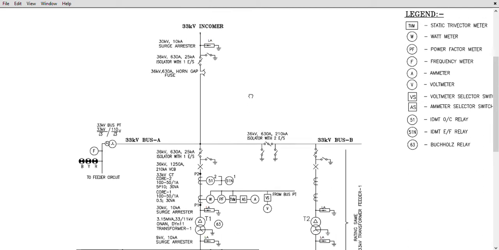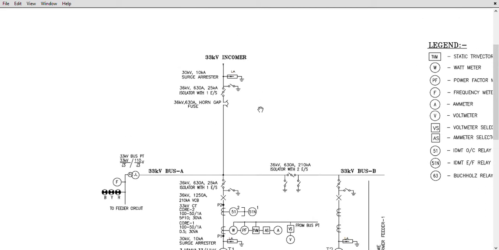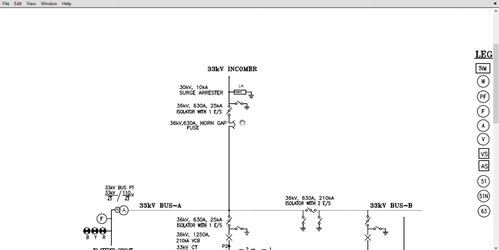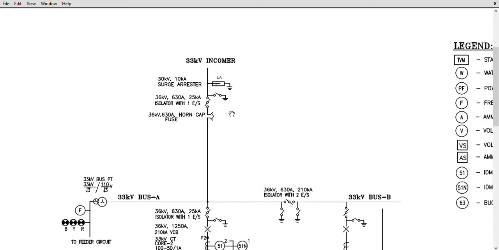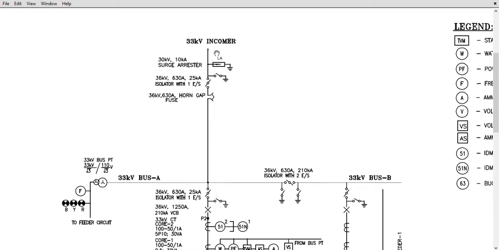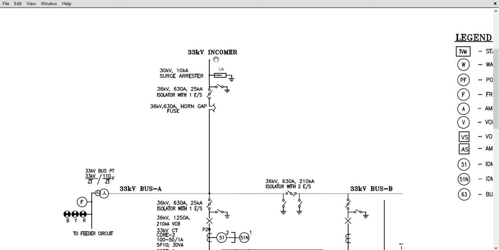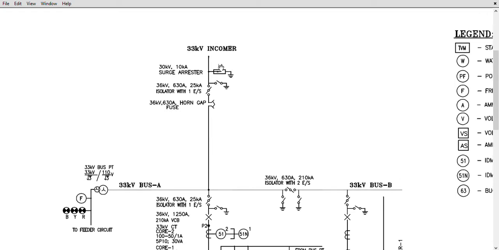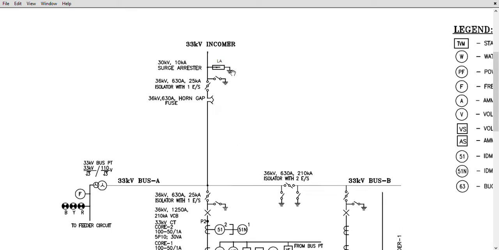Okay, so now we'll come to how to draw or prepare a single line diagram. Up to here we have a 33 kV incoming line. Let's imagine the incoming line is being terminated here. The very first equipment which needs to be placed in the substation is the lightning arrestor. What is the purpose of the lightning arrestor? It protects the system or the nearby equipment from lightning or thunderbolts.